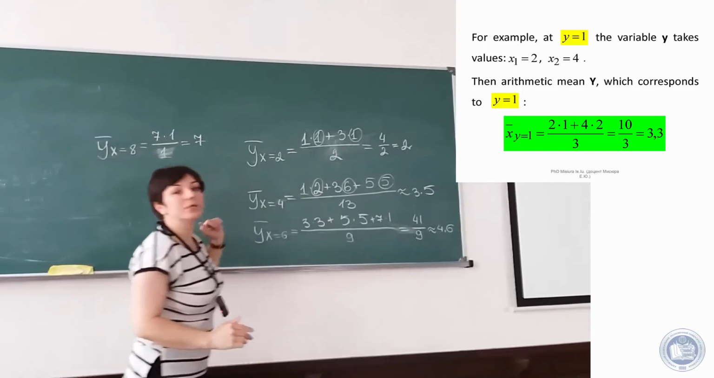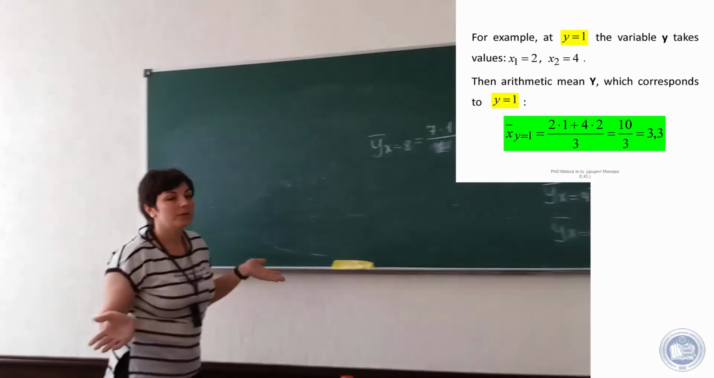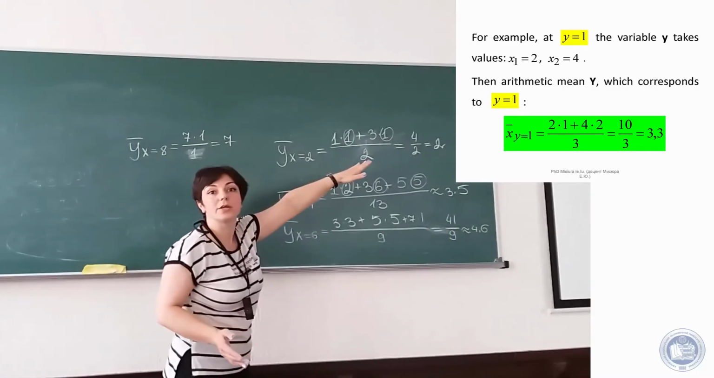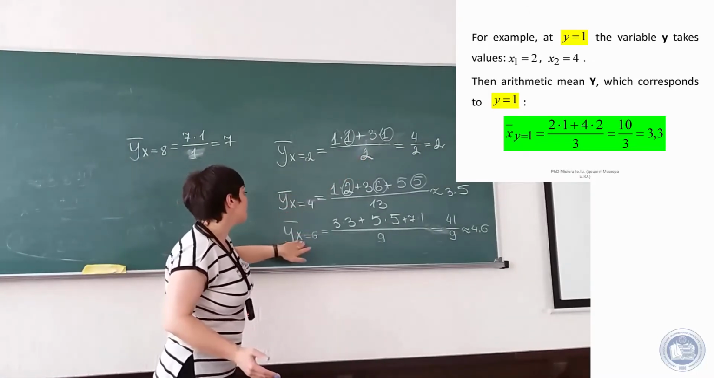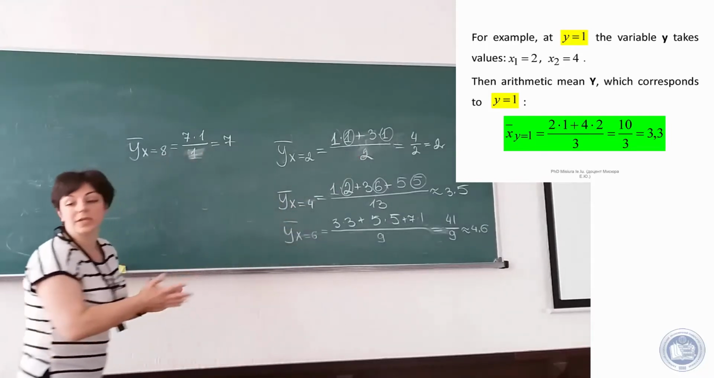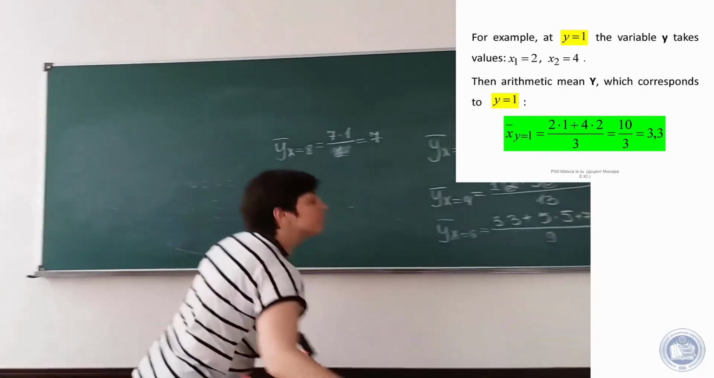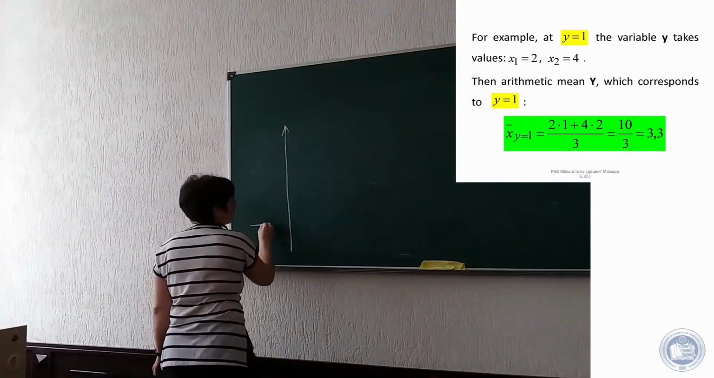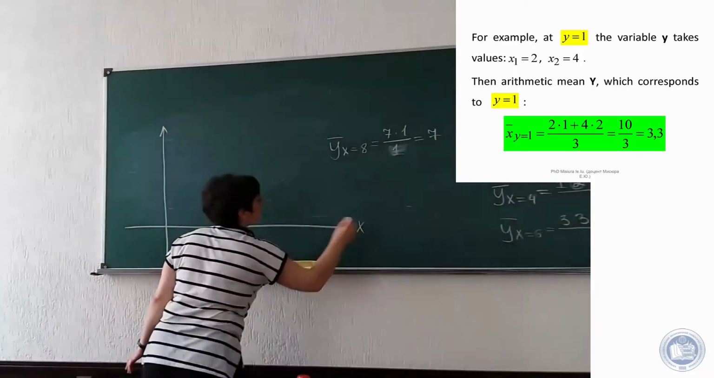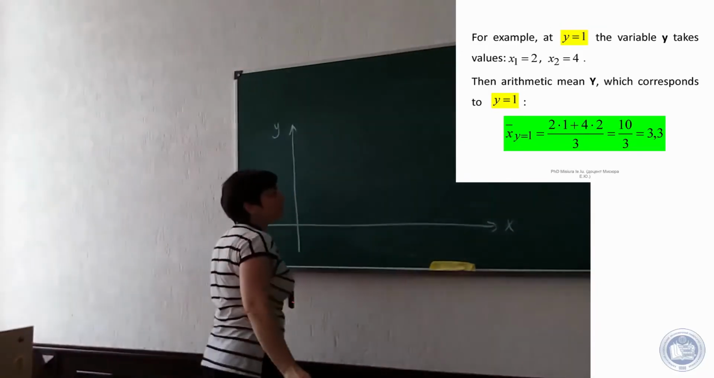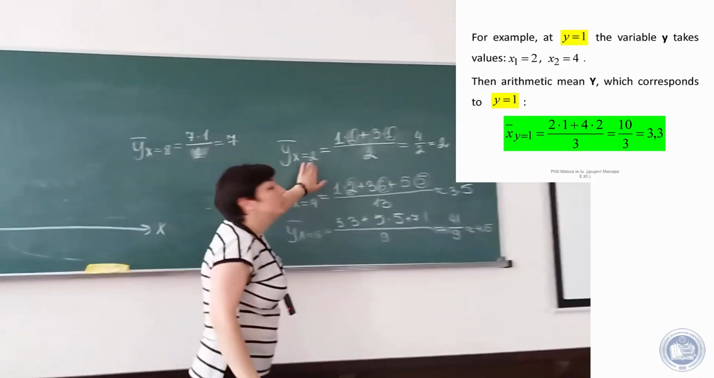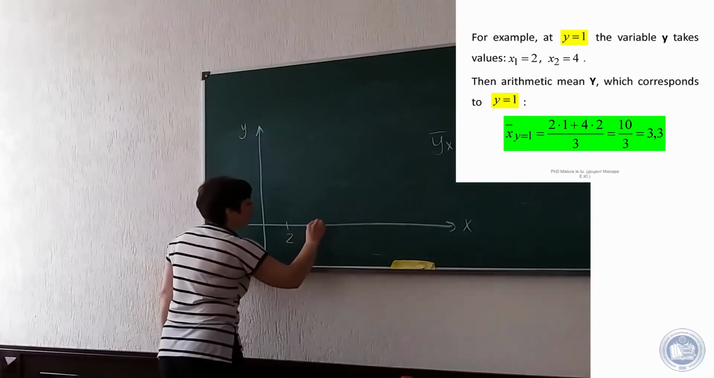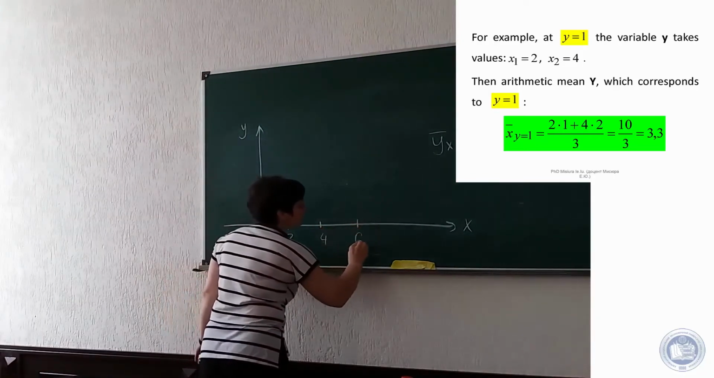Students, how many points do you have? How many points? 4, yes, x equals 2, y equals 2. Yes, x equals 4, x equals 6, and x equals 8. Okay, let's start. Okay, first value of x equals 2, agree? Let's mark 2, 4, 6, and 8.